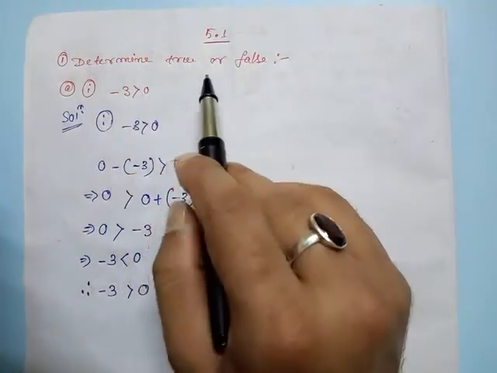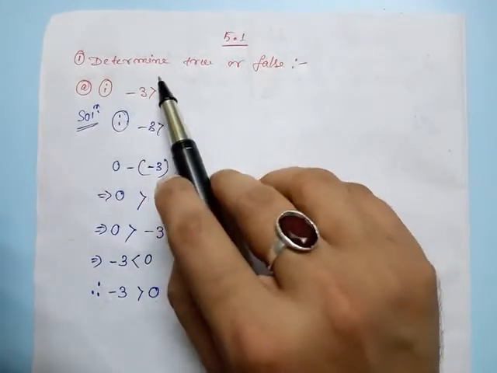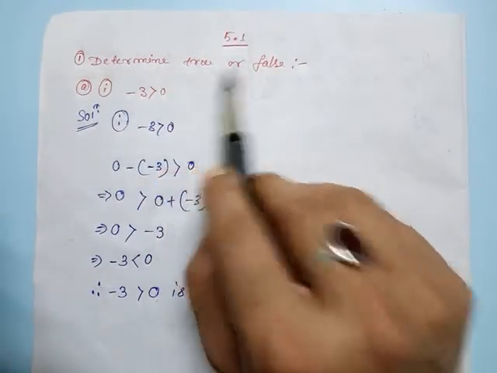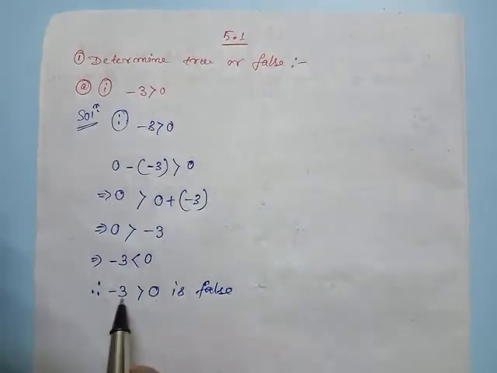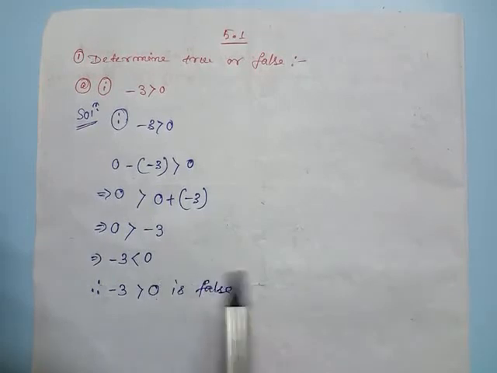In the given question it said minus 3 bigger than 0, and we have to check whether it is true or false. So now we have the answer: minus 3 bigger than 0 is false. Actually, minus 3 less than 0 we have proved here. This is our first question and this is the answer.